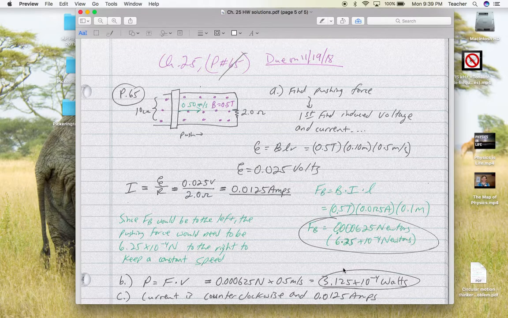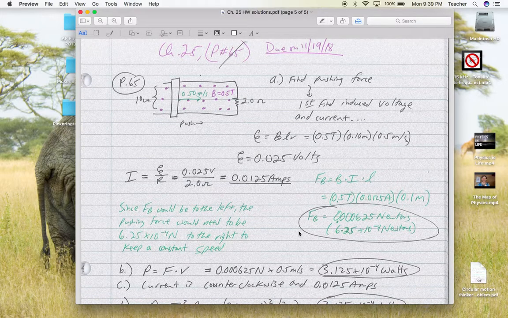The last one here is pretty complicated. I'll talk about this in class. I'm sure we'll go over it. But it's really interesting because it relates back to mechanical things. So 10 centimeter area, this is very similar to some of the active physics problems. It's asking to find the pushing force. So what I'll do first is find the induced voltage and current. That's BLV, done that before, 0.025 volts divided by 2 ohms, that's 0.0125 amps. Now I can use this formula to figure out the force. That's 6.25 times 10 to the negative 4th newtons. This force would be to the left, and therefore the pushing force would need to be to the right to keep this at a constant speed.